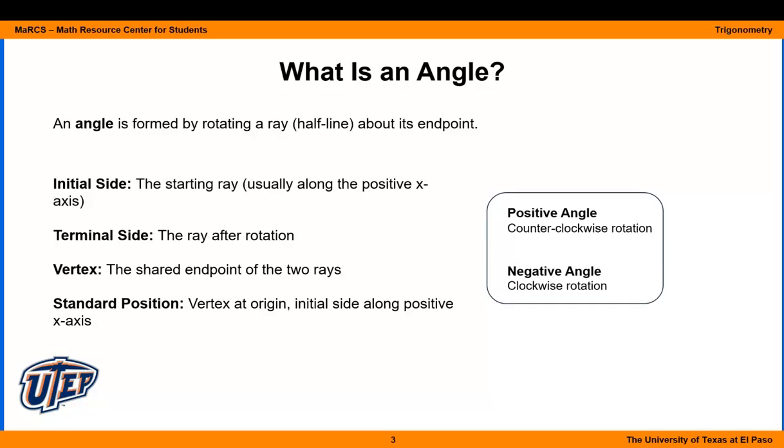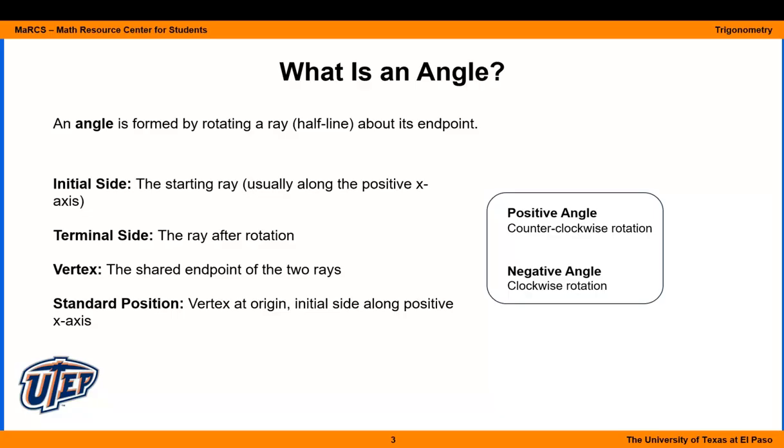Let's begin with the definition of an angle. An angle is formed when a ray rotates around its endpoint. The shared endpoint is called the vertex. The ray where the rotation begins is called the initial side, and by convention we usually place it along the positive x-axis. The ray after the rotation is called the terminal side. When an angle is drawn with the vertex at the origin and the initial side along the positive x-axis, we say the angle is in standard position.